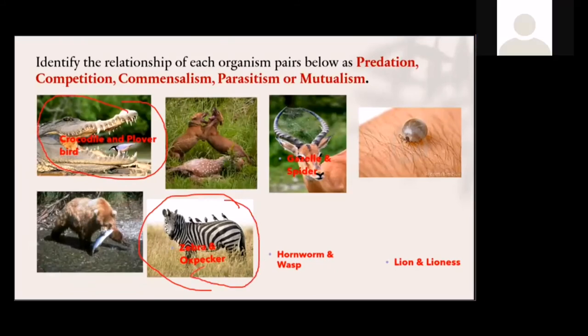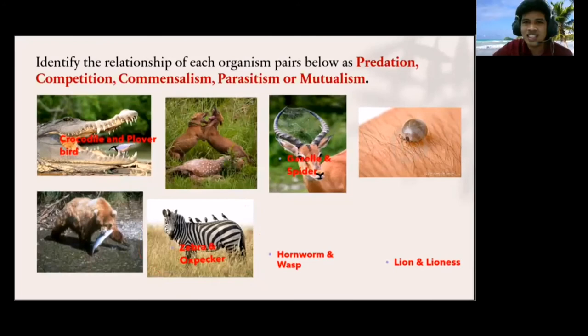This one is symbiotic. But what kind of symbiotic relationship? What kind? There are three, right? Commensalism, parasitism, or mutualism. Yes, Blue. It is commensalism. Okay, commensalism. Okay, thank you.